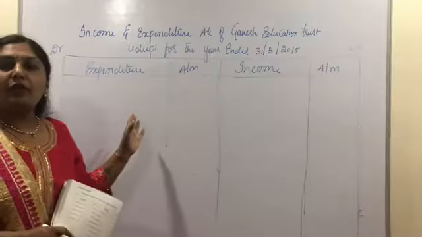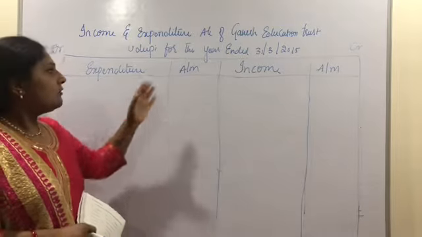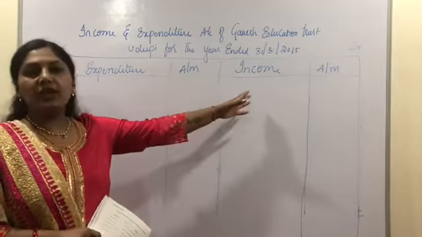Now you can see the format of income and expenditure account for the year ended 31st March 2015. So first let us record all the expenditure. According to the problem, the first expenditure is office expenses. So we have an adjustment related to the office expenses. So let us consider that. To office expenses. In the inner column, the balance is 22,000.